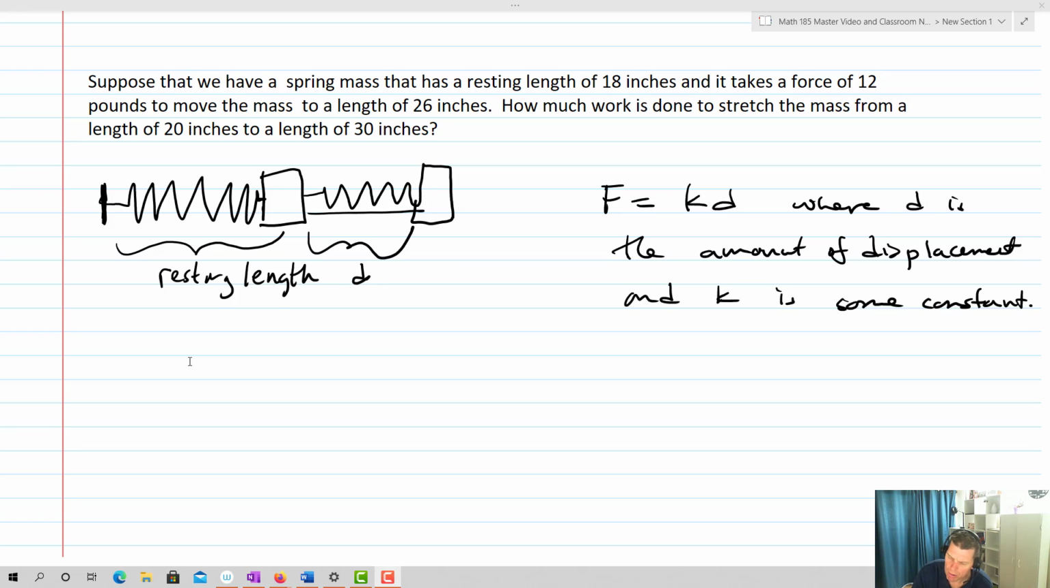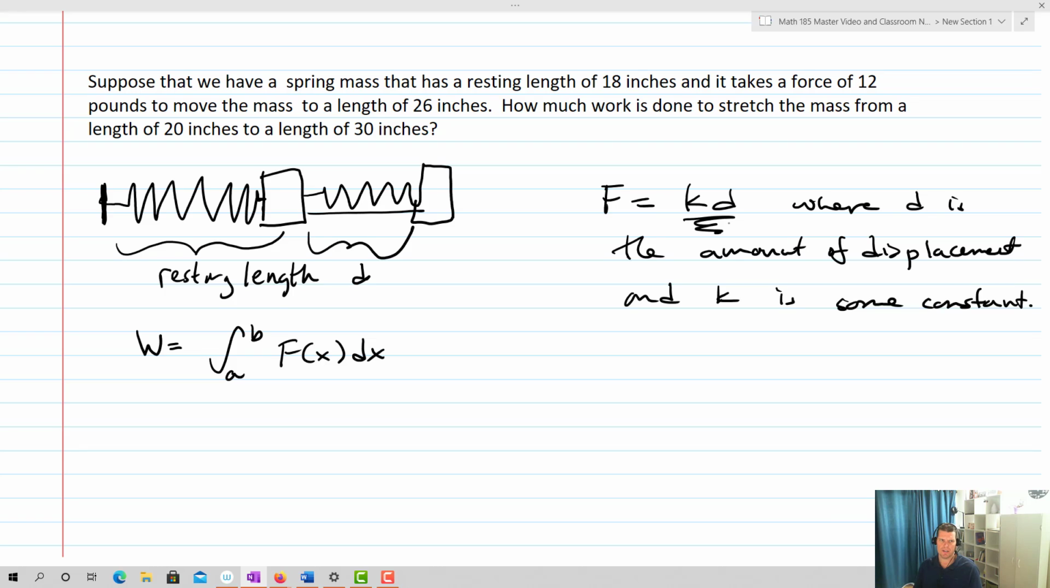What we now know is that the work done, W, is going to equal the integral from A to B, the amount that we're stretching, the amount that we're going to displace, of f of x dx, our force times that distance traveled. Our trick here is going to be to find K and also to interpret our problem in such a way that we can figure out A and B.